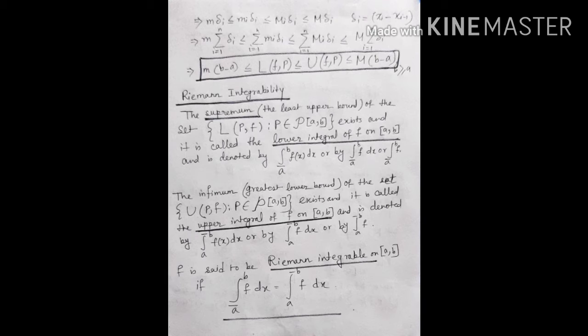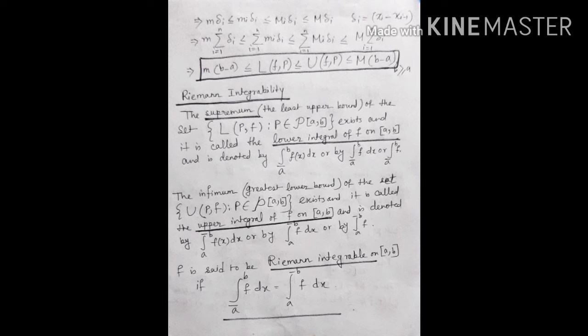The infimum or GLB of the set of U(P, f), where P belongs to the partition set of the closed interval [a, b], if it exists, is called the upper integral of f on the closed interval [a, b], and it is denoted by upper integral a to b of f(x) dx, or by upper integral a to b of f dx, or by upper integral a to b of f. f is said to be Riemann integrable on the closed interval [a, b] if lower integral a to b of f dx is equal to upper integral a to b of f dx.